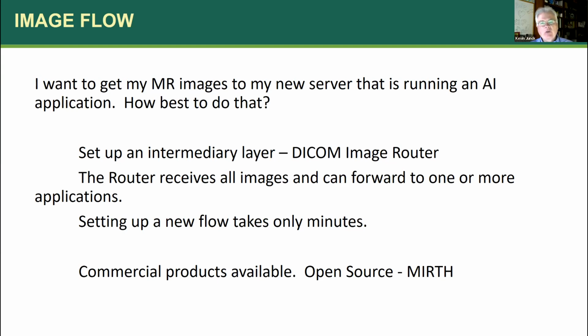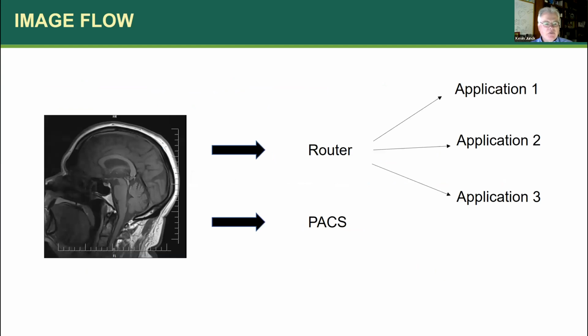But if you're going to be doing multiple applications, you're going to be sending images from the scanner to multiple points. Sometimes it makes sense not to do that at the modality, but to add this intermediary layer in and be able to push the images around where I want them to go. So now my image flow might be that my MR scanner generates those pretty MR images, and I have the images go to PACS. And I also have the images go to the router because then I can send it to multiple applications.